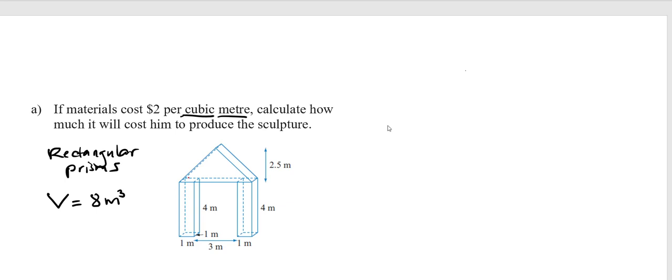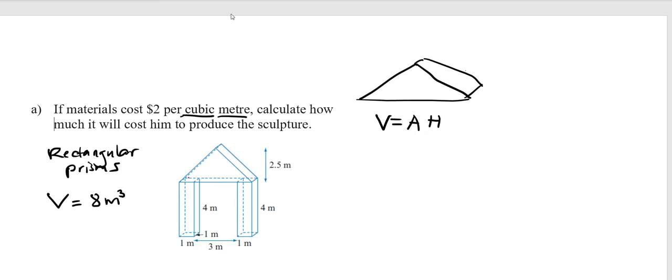Now this triangular prism, I'm going to draw it separately because I can see the measurements aren't clearly given to me. So I'll just draw it up here. Okay, so we know the volume will be equal to the area of the cross section times the height, because we know it's a prism. So I've got to work out the area of that front triangle, which is the same as the back. All right, so to find out the area of a triangle, I need a height.